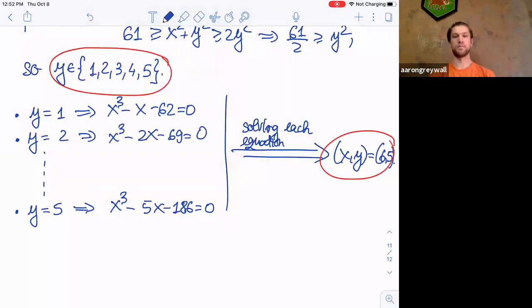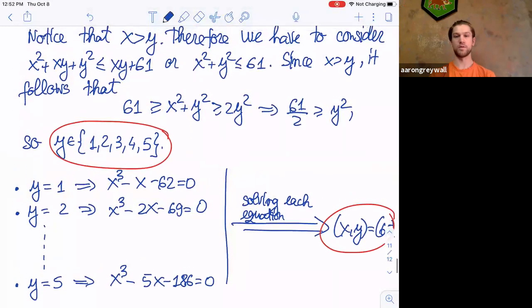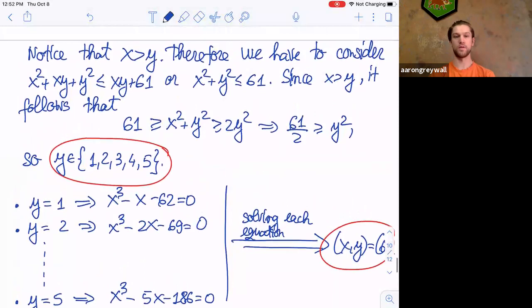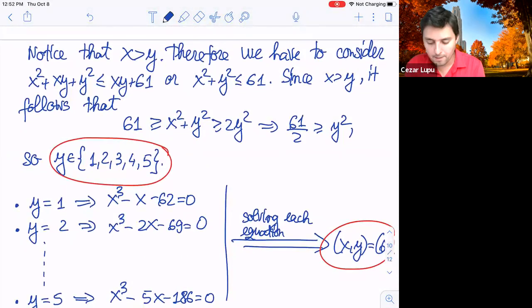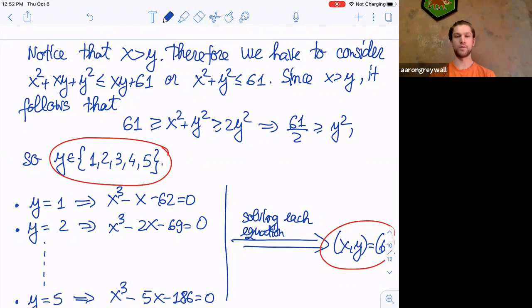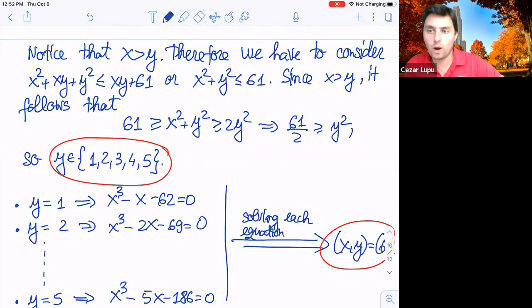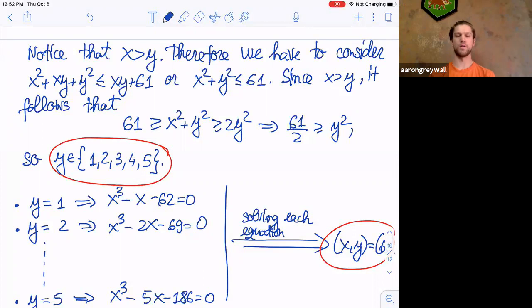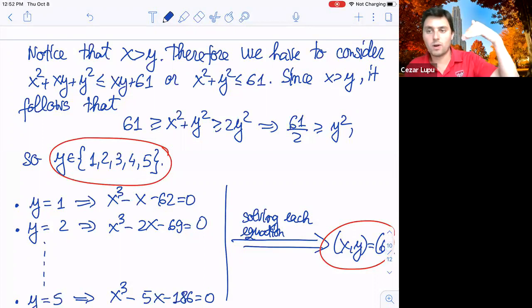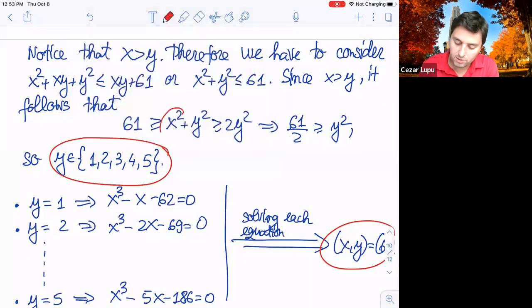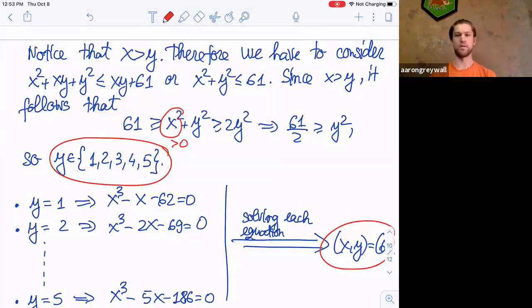I have a question. Yes. Why did you choose 2y squared and not just y squared? Why did you choose the coefficient to be 2 for that inequality? Because x is greater than y, right? So x squared plus y squared will be greater than 2y squared. Okay, but why not just y squared? Okay, I see what you mean. So you want to neglect this just to be greater than 0, right? Yeah, because we know x is greater than y.